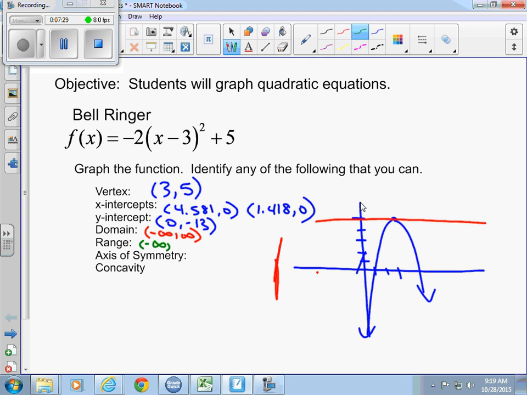Turns out, with a quadratic, the domain is always negative infinity to infinity. If you have a quadratic function, you can answer that quick. Domain is always negative infinity to infinity. The range is always either negative infinity to the max or the minimum to infinity, depending on if we're opening up or down. Does anyone know what an axis of symmetry is?